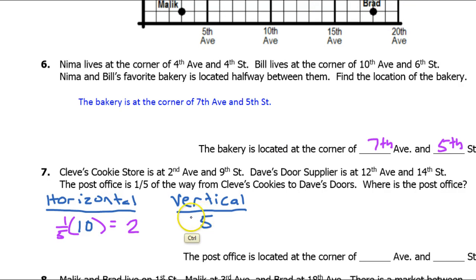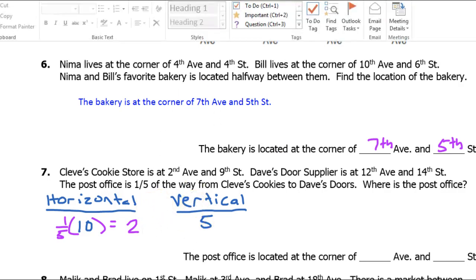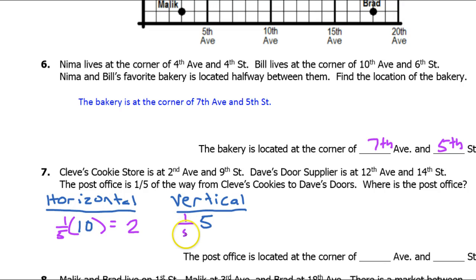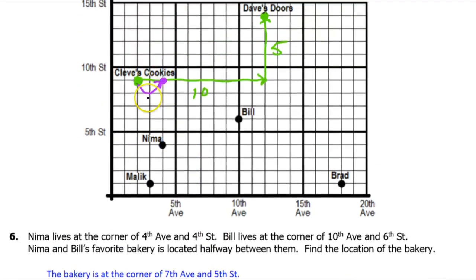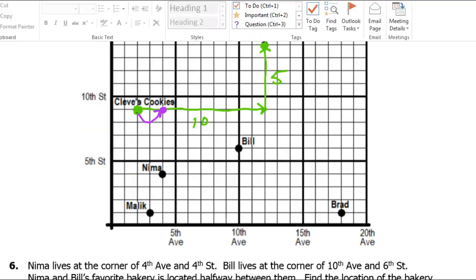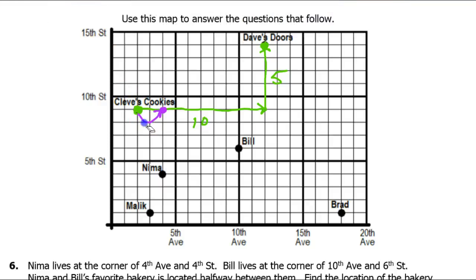All right, but the post office is 1/5 of the way. So I need to do 1/5 of this, and that'll give me the vertical motion. So 1/5 of 5 is 1. So that tells me I need to go up 1. Okay? So, putting that all together, and maybe this is a better way to do it anyway.